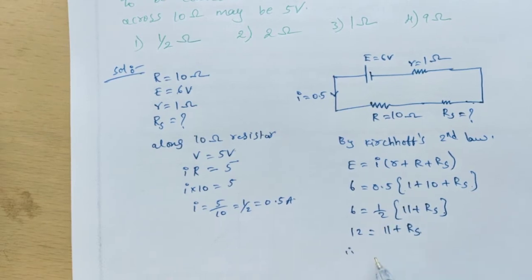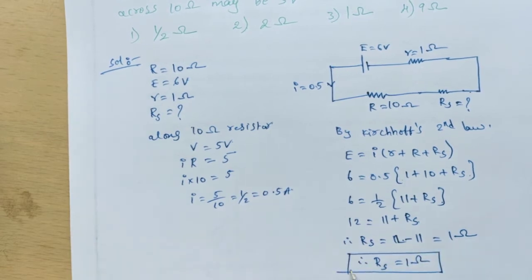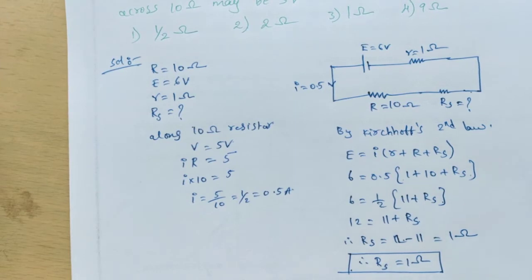Therefore Rs value is equal to how much? That is 12 minus 11, that is 1 ohm. So here the resistance in series with 10 ohms, Rs, is nothing but 1 ohm. This is the answer for this question. Okay, this is a simple question for us. Okay students, then we will go for one more problem also.